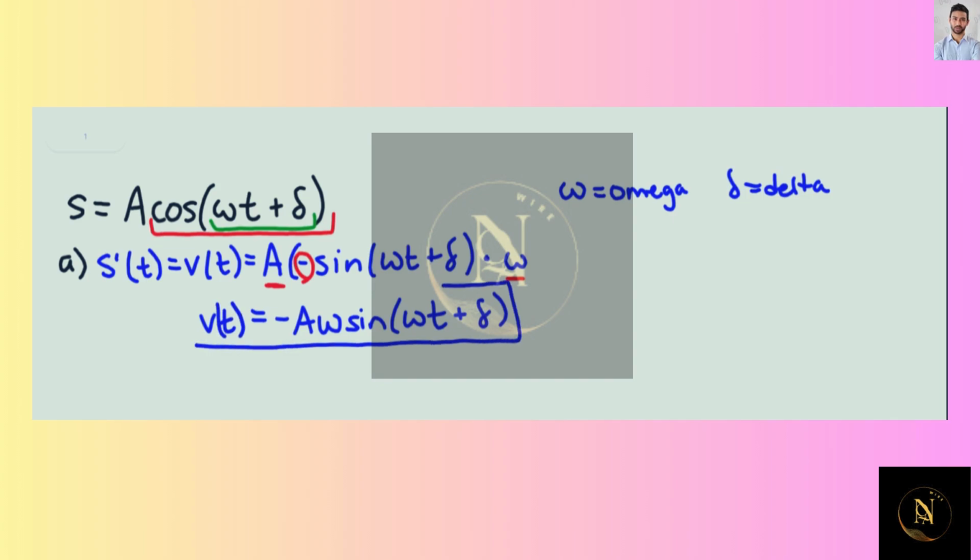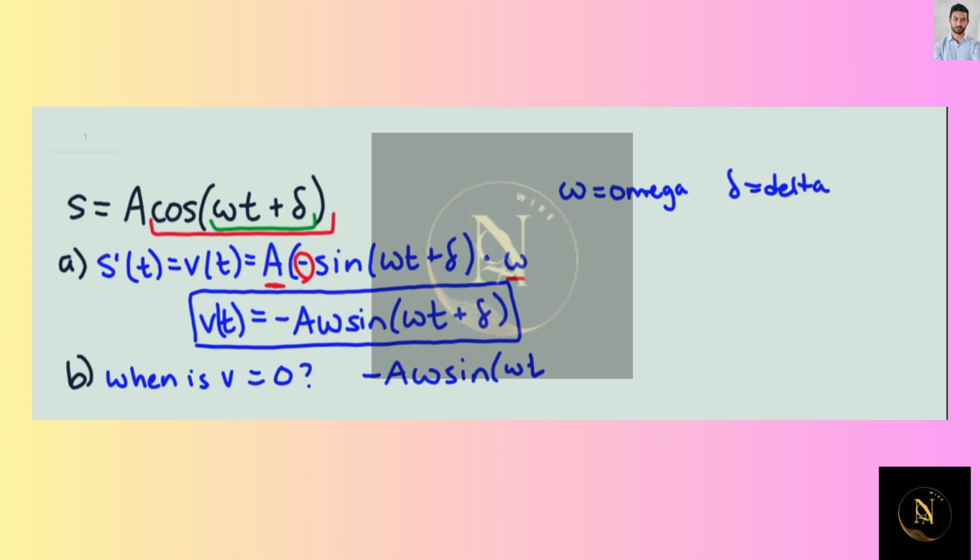Now for part B, we're interested in finding when the velocity is zero. That doesn't mean the time is zero. That means the velocity is zero, and we're solving for the time. So we're going to take our velocity, negative A omega sine of omega t plus delta, and set it equal to zero and solve this equation.